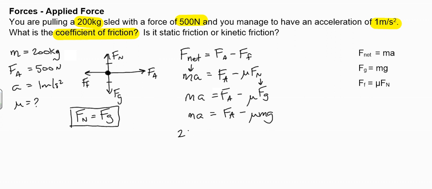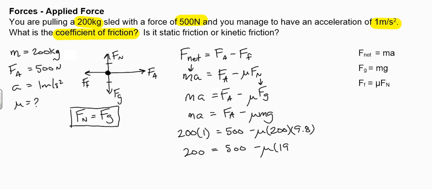So 200 times the acceleration, which is 1, equals the applied force, which is 500. So 500 minus mu. Mass again is 200, and gravity is 9.8. So this number is 200. This equals 200 equals 500 minus mu, and this number is 1960.